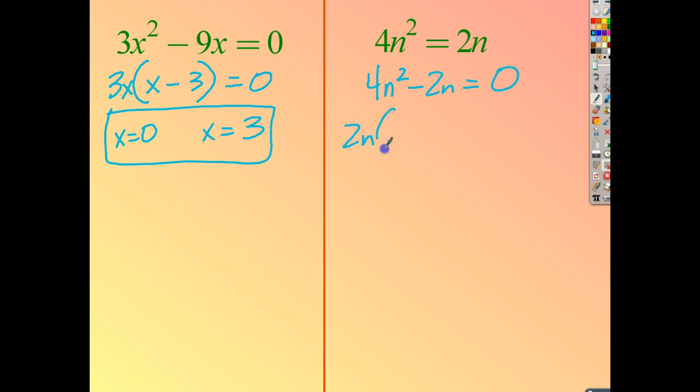This has a common factor of 2n. I'm left with 2n minus 1 is equal to 0. So I'm going to get n is equal to 0, or we'll go ahead and work this one out, is equal to 0.